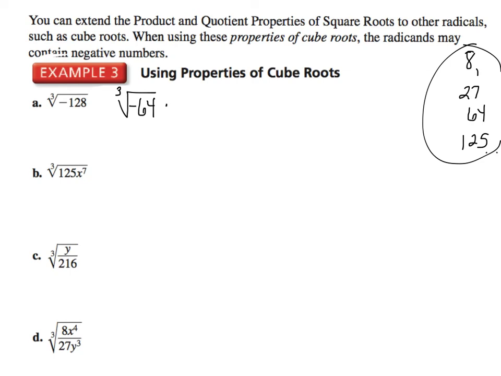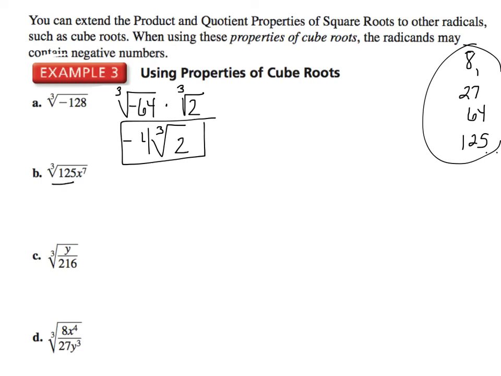Always put the negative with what you're taking out, by the way. Times the cube root of 2. What number times itself 3 times gives you negative 64? That's negative 4. And then cube root 2. There's my answer.